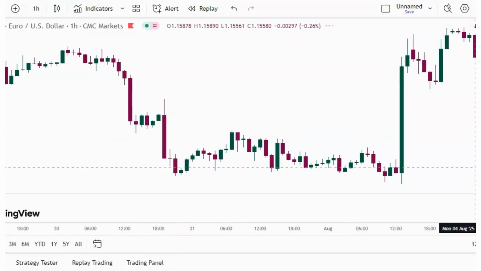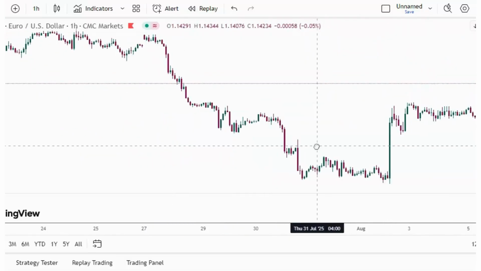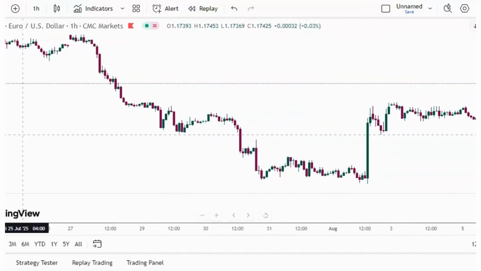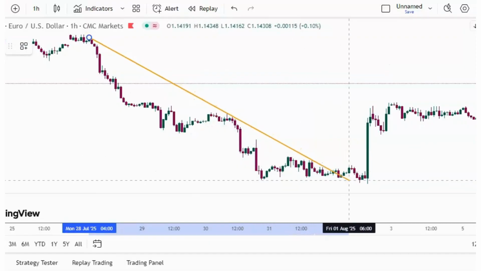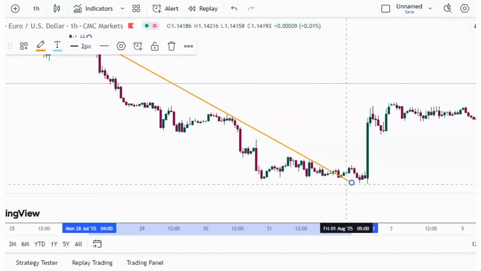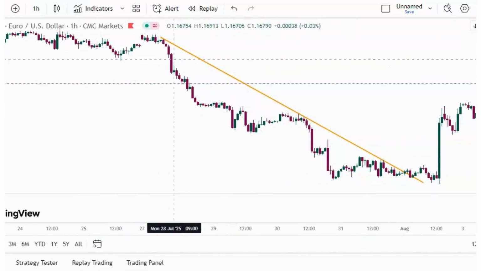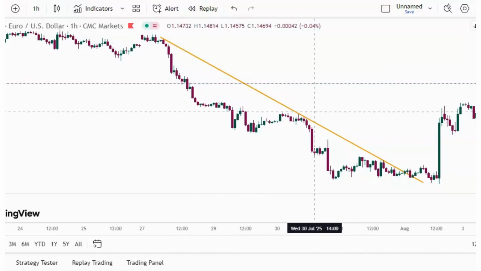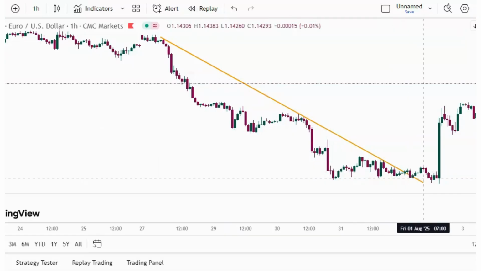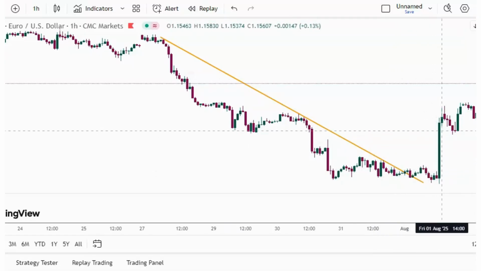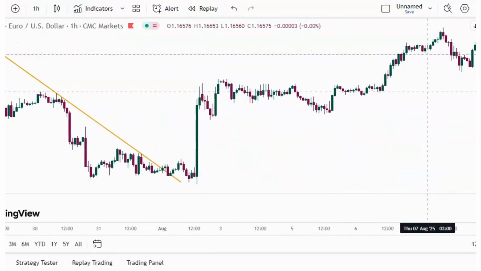Okay, the euro dollar. Coincidentally, we have a trend here, a very clear trend. Once the price broke this trend, the price was moving down. I drew a trend line here. Once the price broke the trend line, it went upwards very clearly and kept going up.